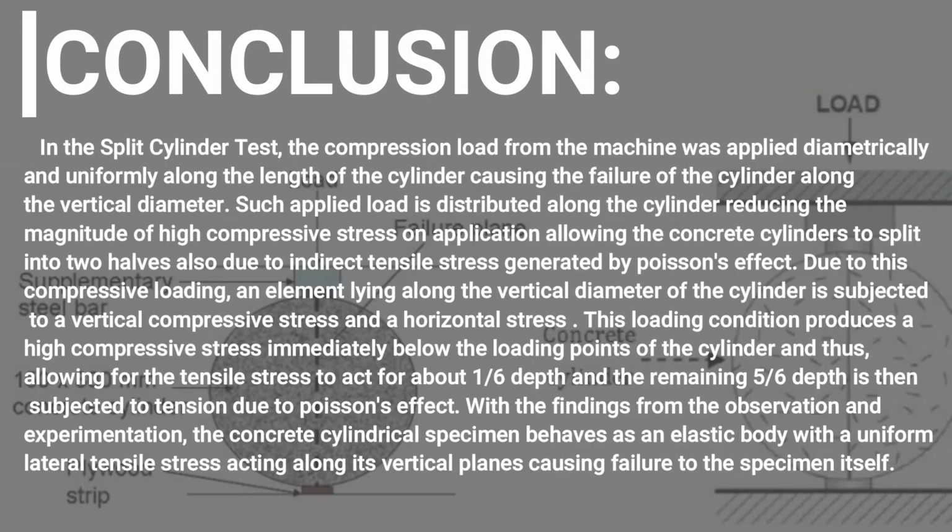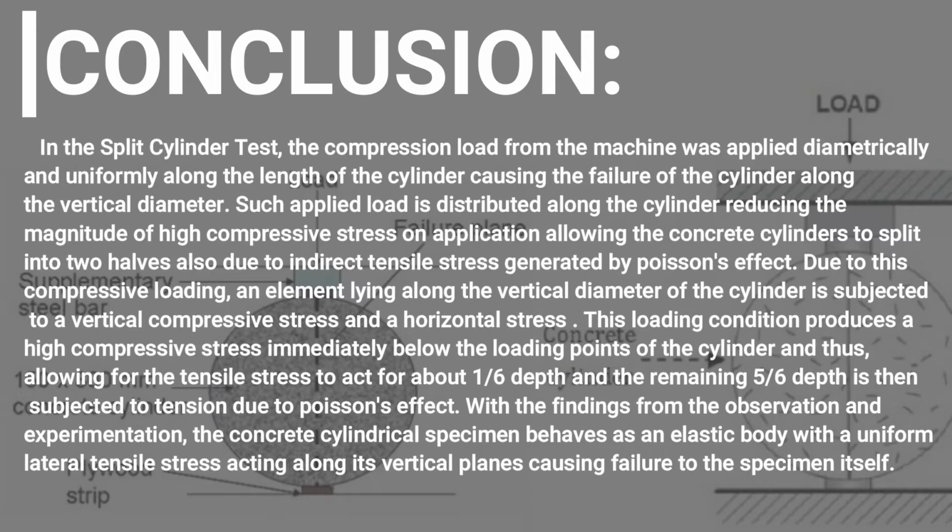In the split cylinder test, the compression load from the machine was applied diametrically and uniformly along the length of the cylinder, causing the failure of the cylinder along the vertical diameter. Such applied load is distributed along the cylinder, reducing the magnitude of high compressive stress on application, allowing the concrete cylinders to split into two halves. Also, due to indirect tensile stress generated by Poisson's effect.